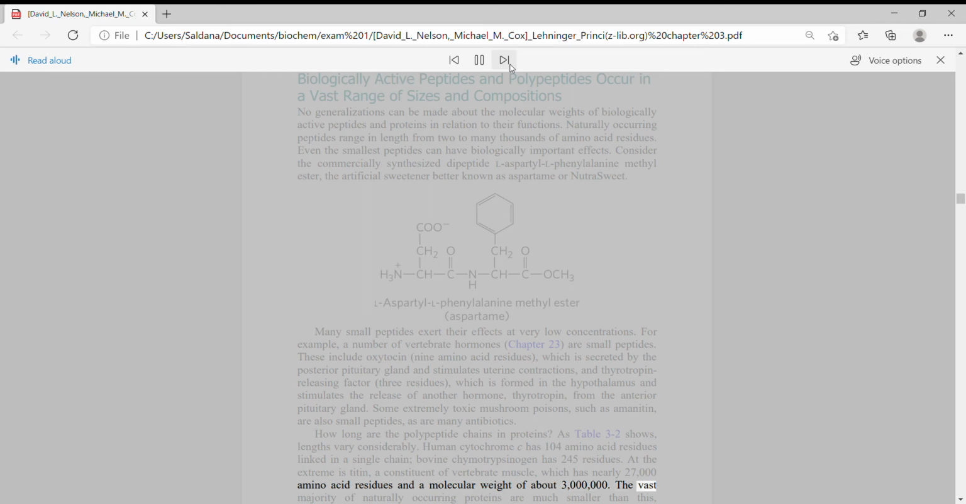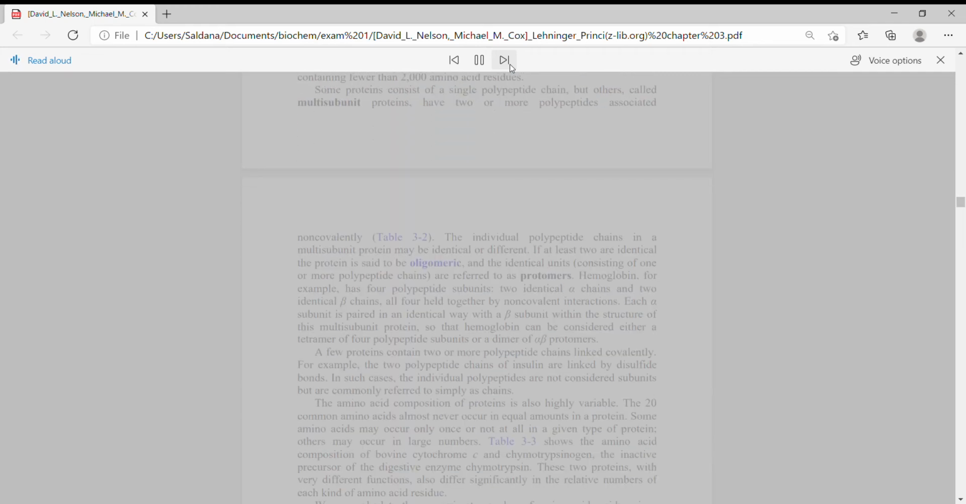The vast majority of naturally occurring proteins are much smaller than this, containing fewer than 2,000 amino acid residues. Some proteins consist of a single polypeptide chain, but others, called multi-subunit proteins, have 2 or more polypeptides associated non-covalently (Table 3-2). The individual polypeptide chains in a multi-subunit protein may be identical or different.